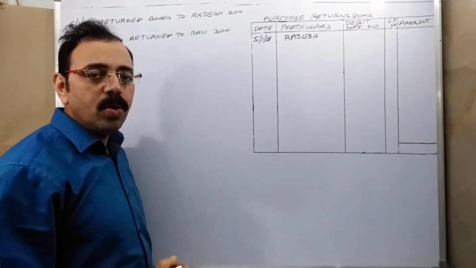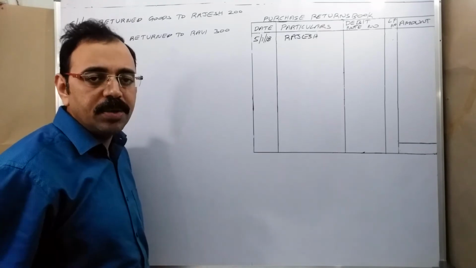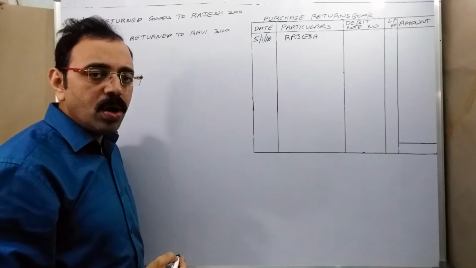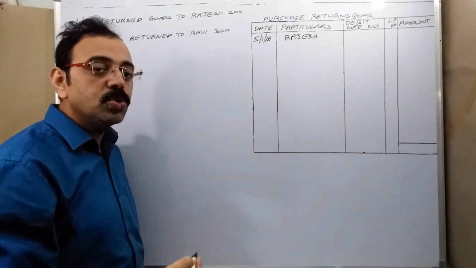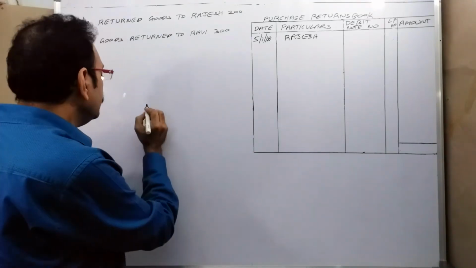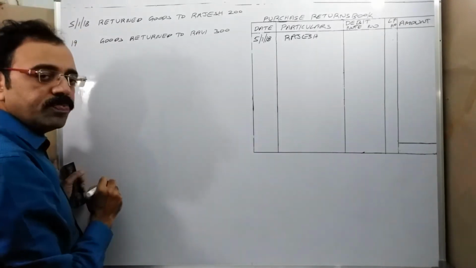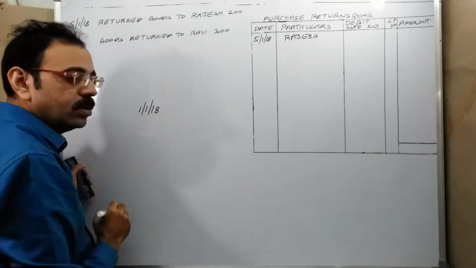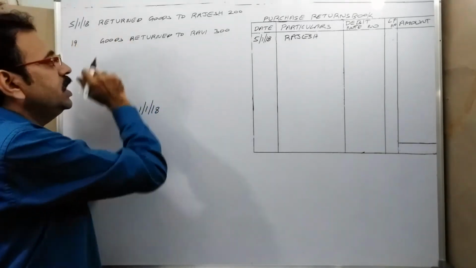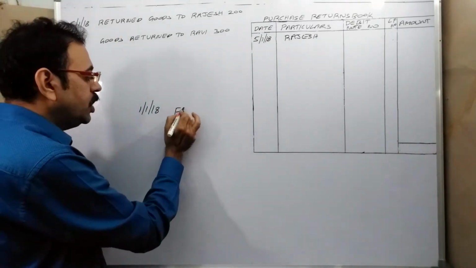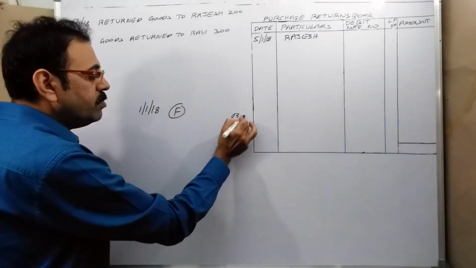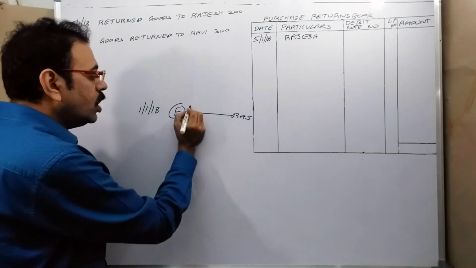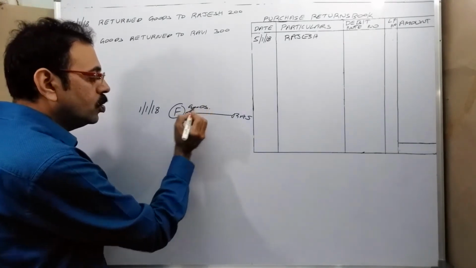Now, what is debit note number? Let us see clearly. We are returning goods now. Once we purchased goods from Rajesh, we are returning on 5th. Assume that on 1st January 18, before this date, the firm purchased goods from Rajesh on credit. So what is coming to us? Goods.